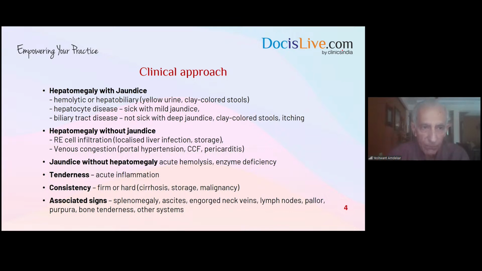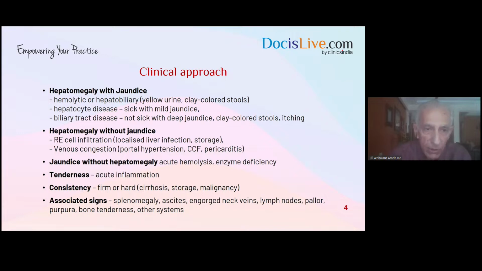So it's easy. Every time you see a hepatomegaly, look for jaundice, confirm it's a high colored urine, and if clay colored stool and itching, it's a biliary tract disease with severe jaundice and a reasonably maintained health. On the other hand, a mild jaundice, not clay colored stool, nor itching, and a health getting upset is a hepatocyte disease. That's the first group.